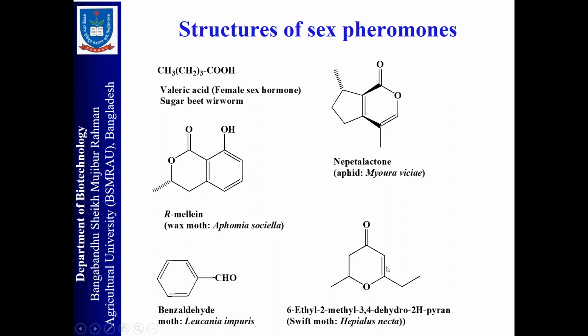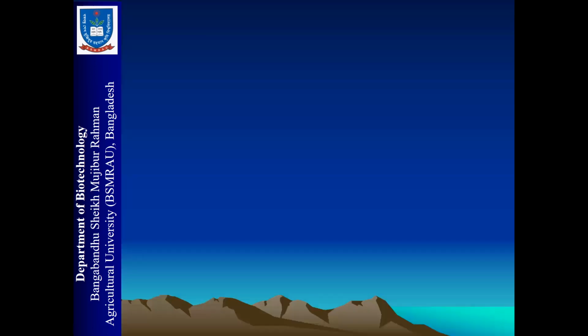Swift worm moth also use this structure, Hepialus alas necta. So these are some examples. You can remember some of the examples of the sex pheromone.